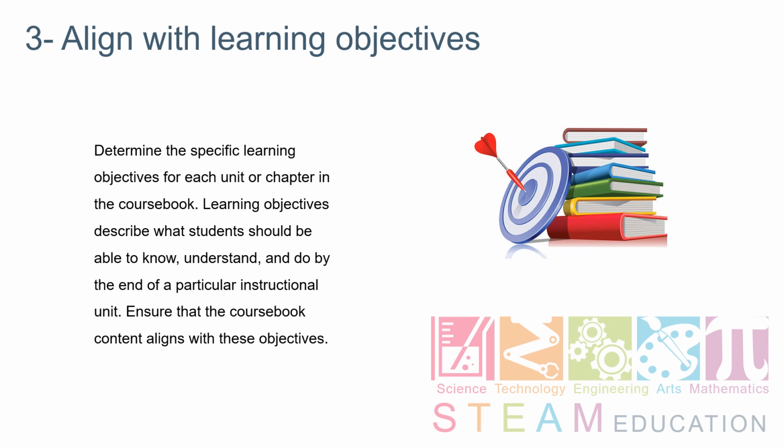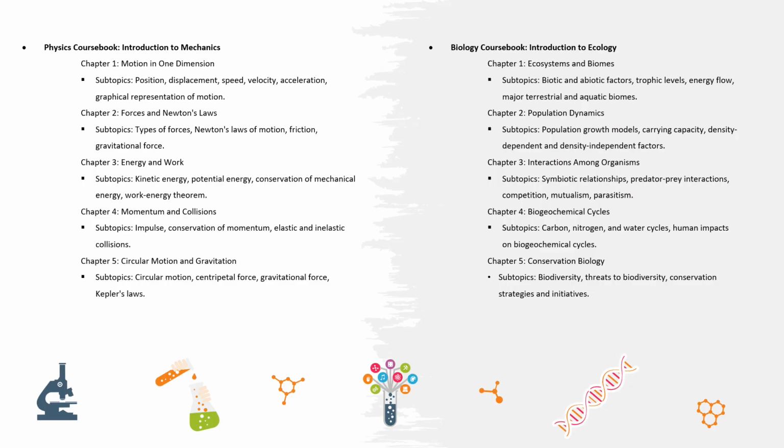3. Align with learning objectives. Determine the specific learning objectives for each unit or chapter in the coursebook. Learning objectives describe what students should be able to know, understand, and do by the end of a particular instructional unit. Ensure that the coursebook content aligns with these objectives. Here are examples of topics, chapters, and subtopics from physics, biology, and chemistry that could be analyzed in terms of their content, order, depth, and coherence.